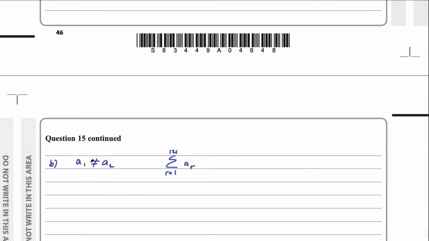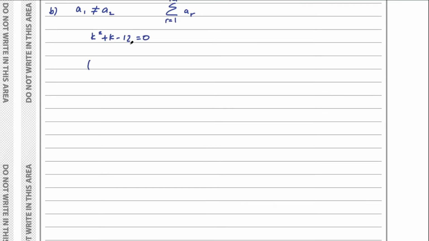So start with this quadratic and then factorize this. Two factors of 12 that sum to 1 would be 4 and 3. So we could have plus 4 and negative 3. That would make negative 12 and sum to positive 1. So then, therefore, k equals negative 4 or k equals 3. Now, how can we find which value we need to go with, negative 4 or plus 3?